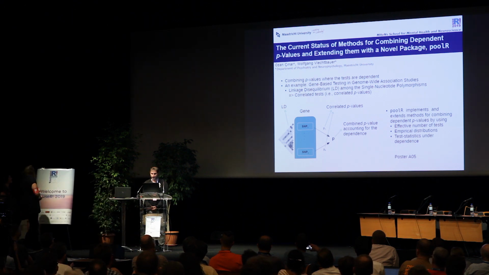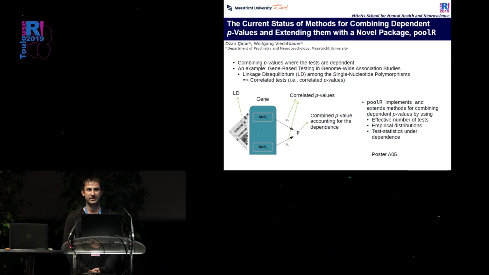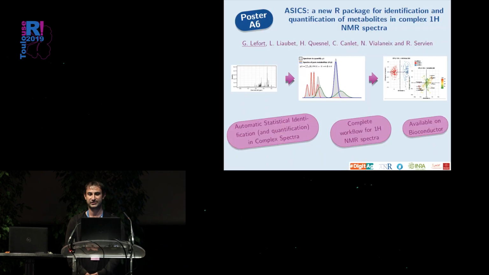Hello. Our poster presents our package called Pooler. Pooler implements a variety of methods for combining dependent p-values while offering some new extensions to the methods that are currently available in the literature. And we demonstrate an application on gene-based testing in genome-wide association studies.